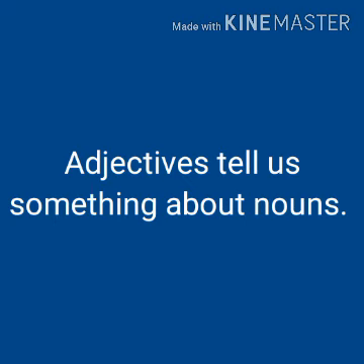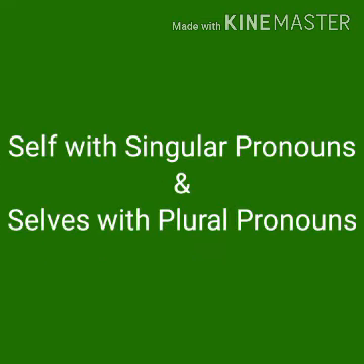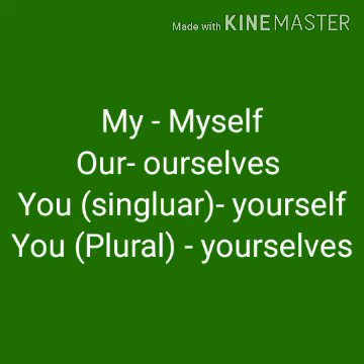As you know, children, adjectives tell us more about nouns. So whenever there is an adjective, there will be a noun also, right? Pronouns. I hope you understood this. So we were discussing how to create reflexive and emphatic pronouns. With first and second persons, we will simply add self or selves. For singular, we use self, S-E-L-F, and for plural, we use selves, S-E-L-V-E-S. For example, my will become myself, our will become ourselves, your will become yourselves.